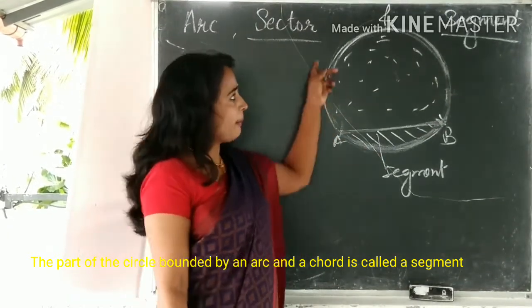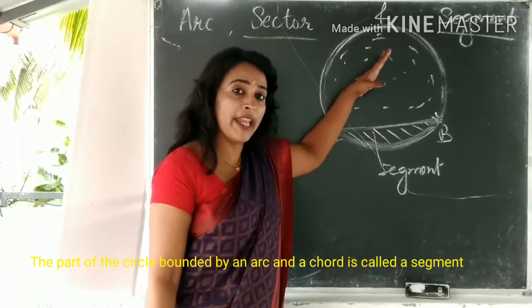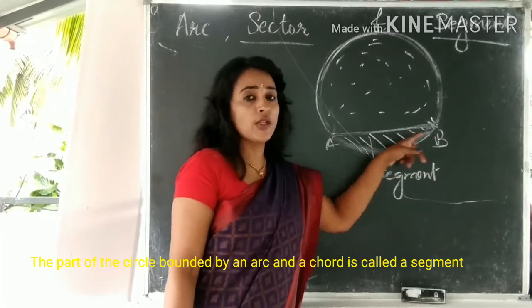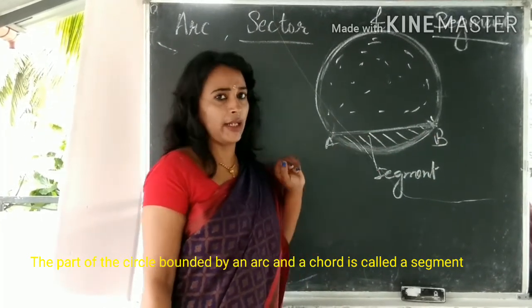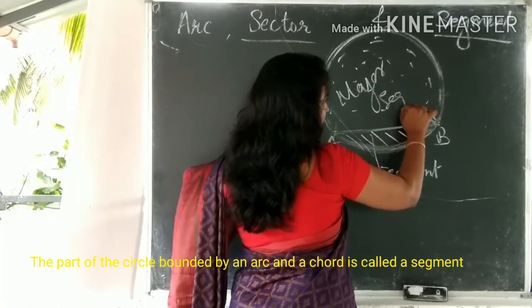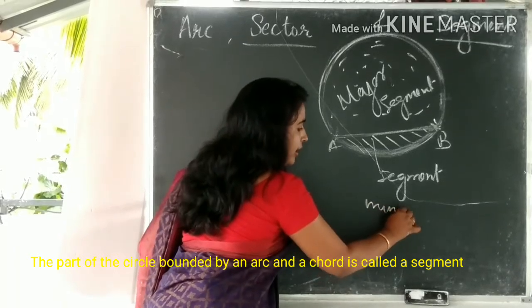But you know, this is a major arc and the chord. So we call this the major segment, and this is a minor arc and the chord. So we call this the minor segment. Okay, so this is the major segment, and this is the minor segment.